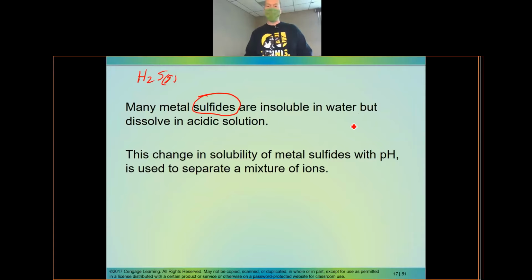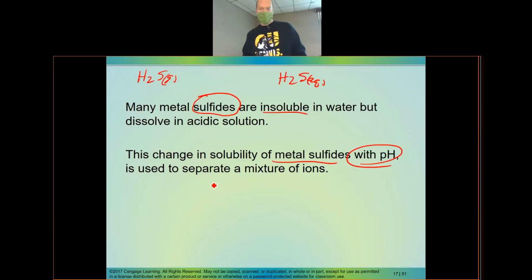They are insoluble, but they will dissolve in acidic solution because they form H2S aqueous, which is a weak acid. And so if you want to make them more soluble, you would add acid. All right, and so you will have a lot of metal sulfides, and you're going to have pH questions using your metal sulfides in order to separate a mixture of your metals.